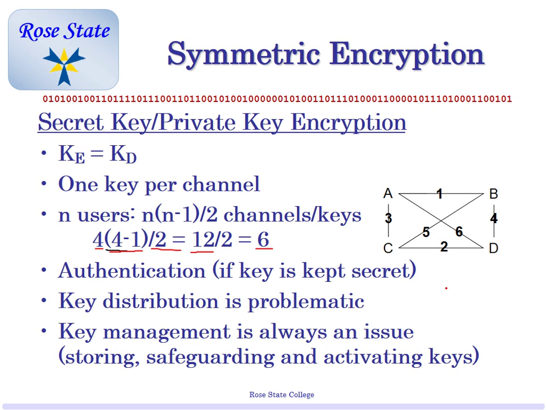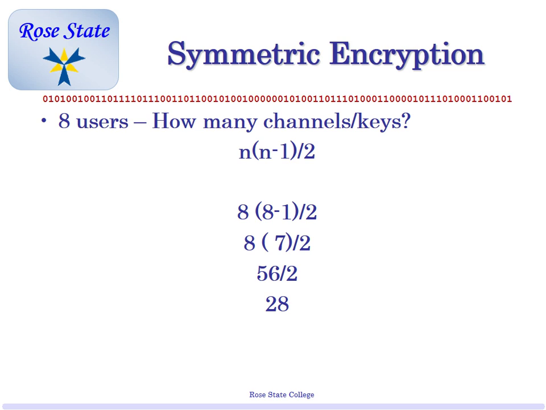So, kind of funny. Okay, so if we have 8 users, how many keys do we have? So it's 8 times (8 minus 1), divided by 2. So 8 minus 1 is 7. 8 times 7 is 56. We need 28 keys. We're not going to draw that picture.